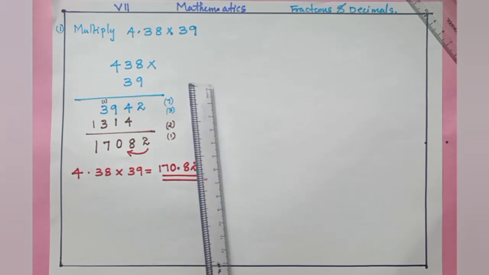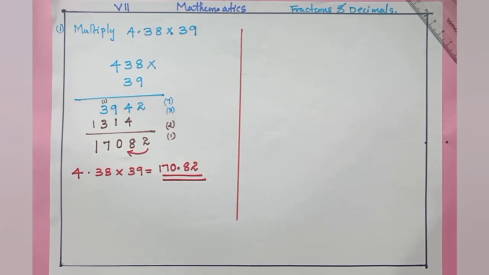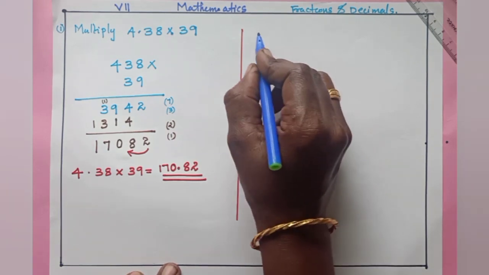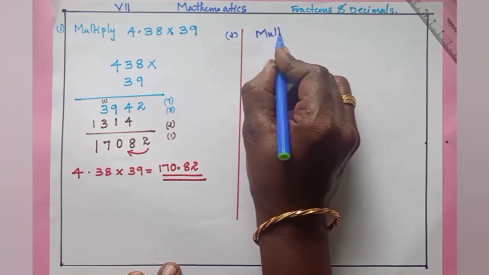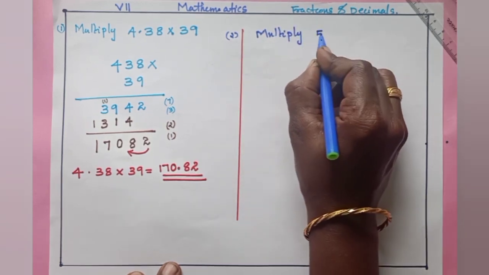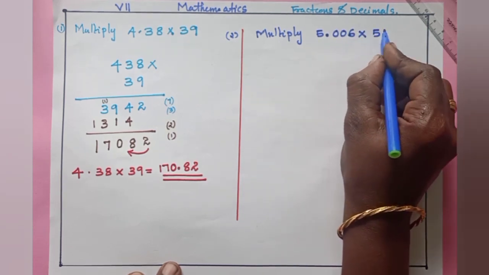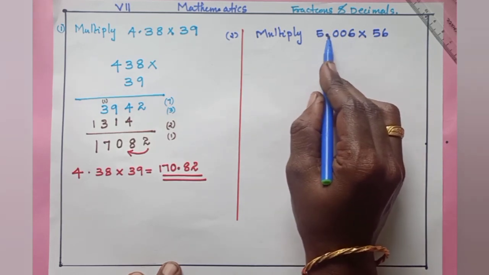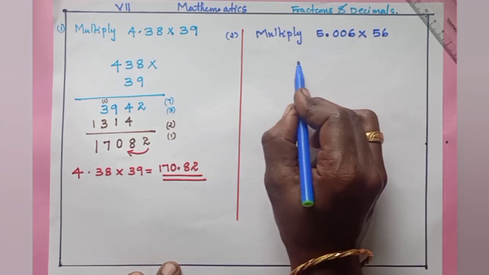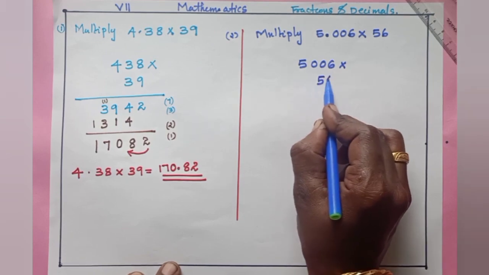Then listen, next question. 5.006 into 56. So this is the multiplicand. Change into a whole number, ignoring the decimal point, we get 5006 into 56.